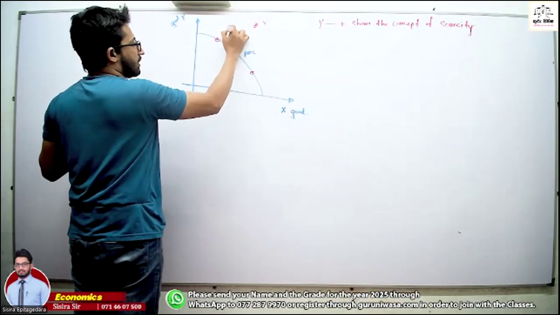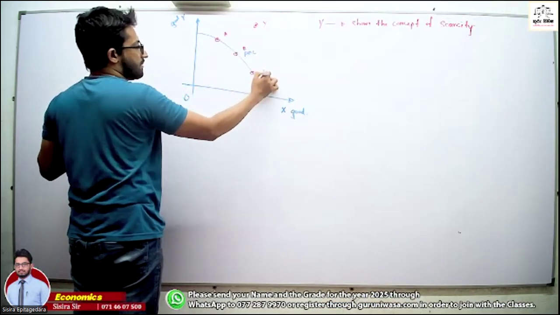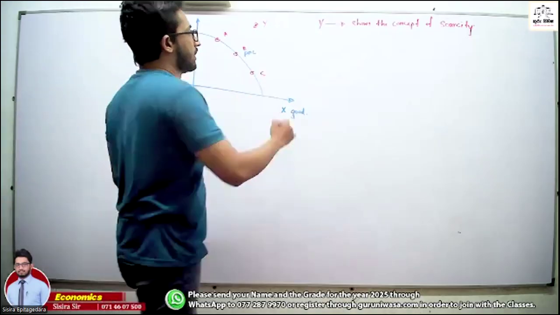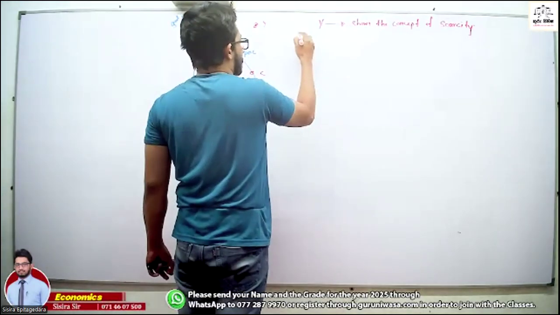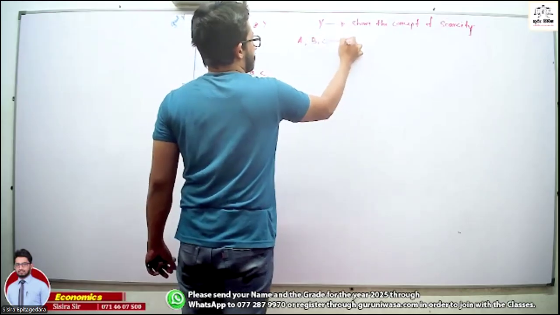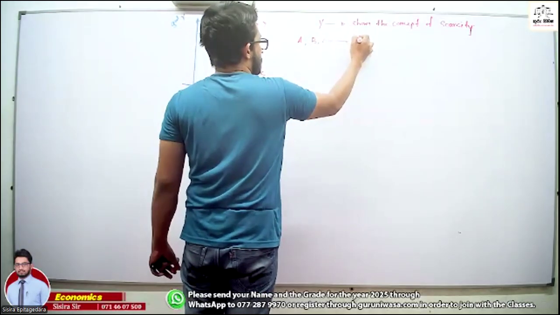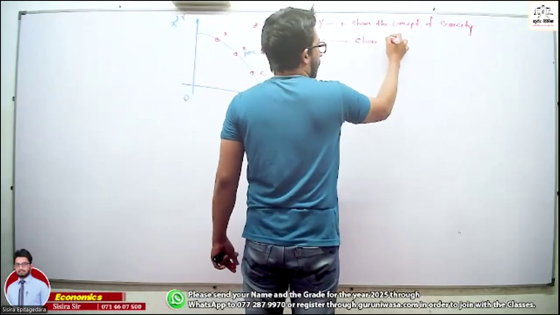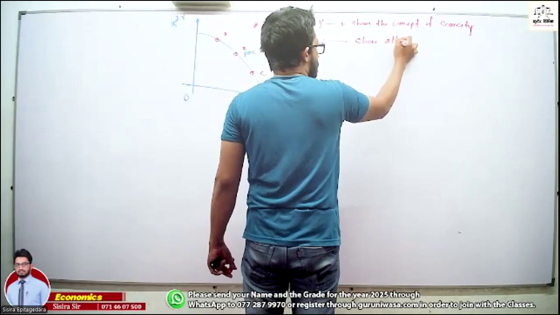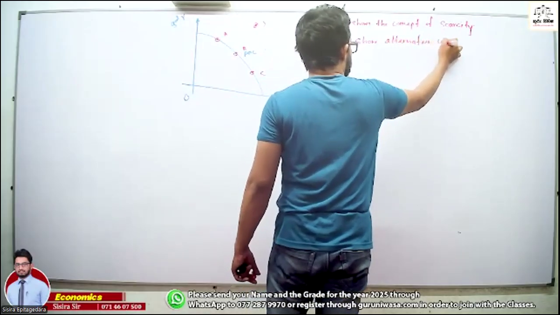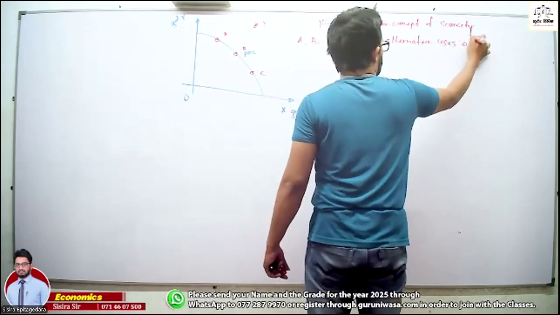Then these are the alternative uses. Assume the economy has three options, A, B, C. These points are alternative options. Then you can say point A, B, C show alternative uses. Alternative uses of resources.